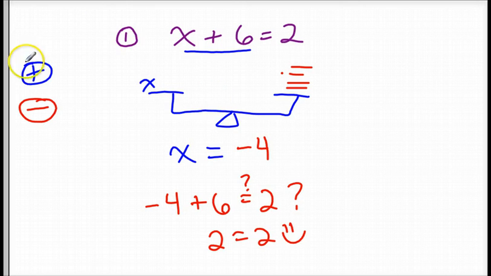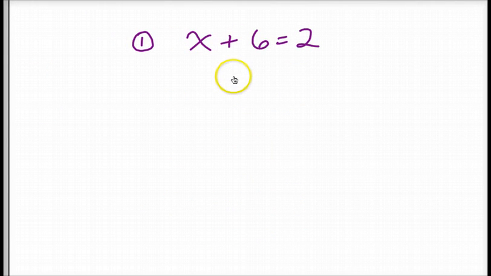Now let's represent the same thing without the scale. Let's do it mathematically. You'll find that this way is a lot faster to do. So we still have the same equation, x plus 6 equals 2. What we want to do is we want to subtract 6 from this side. Well, remember, whatever we do to this side, we have to do to this side. So we're going to subtract 6 from this side.